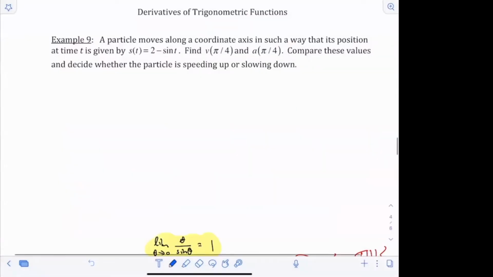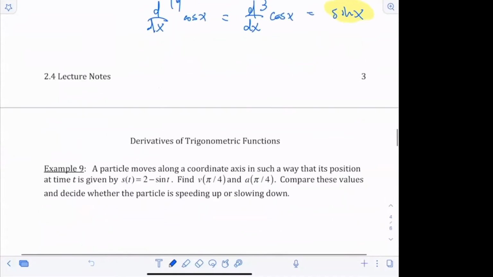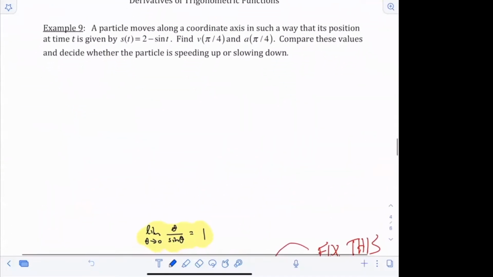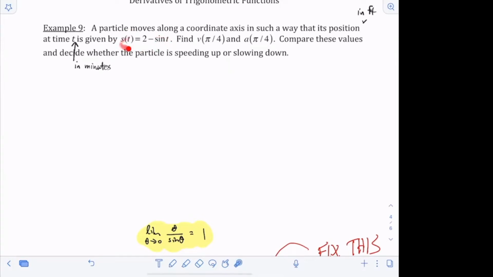Let's take a look at this worksheet here. Let's take a look at number 9. A particle moves along a coordinate axis in such a way that its position, let's say in feet, at time t, let's take that in minutes, is given by this position function right here.